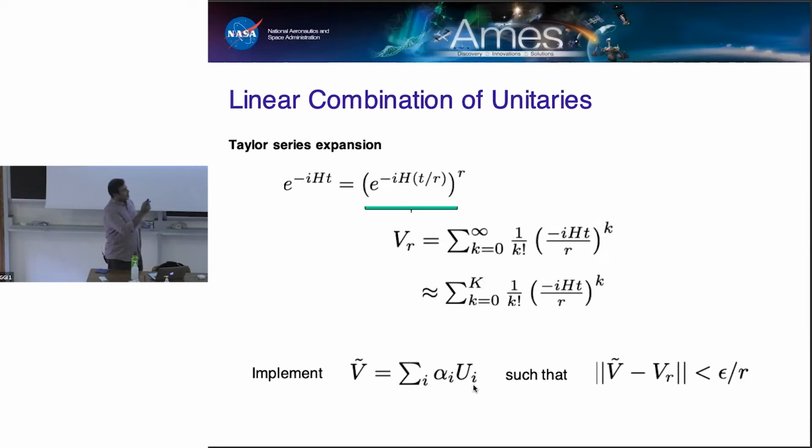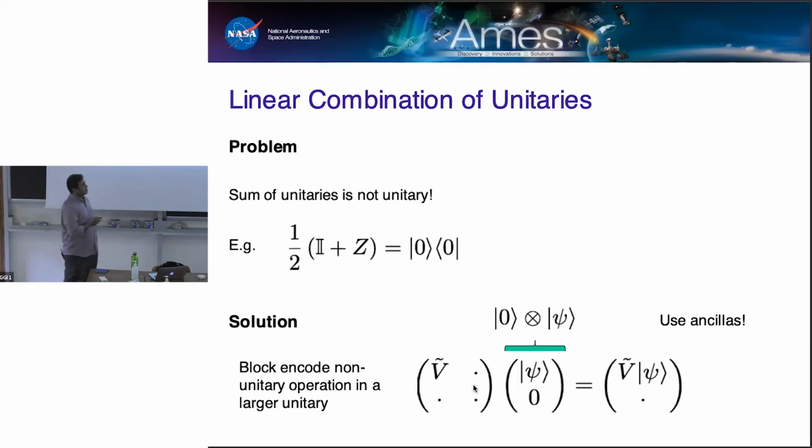Okay, so now in order to actually implement this combination of unitaries on a quantum computer, we immediately run into a problem, right? Because the sum of unitaries is not in general a unitary operation. And quantum computers can only really apply unitary operations, right? As a very simple example, if I take the sum of the unitaries identity and Z, then this produces just the projection operator on the zero state, which is very non-unitary, right?